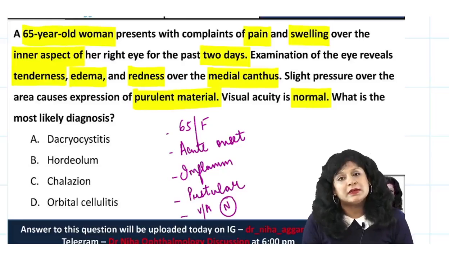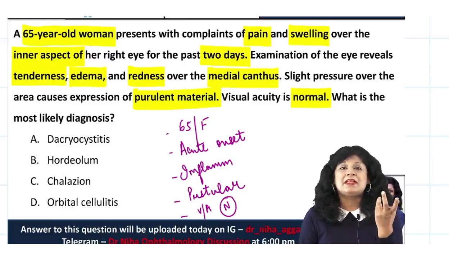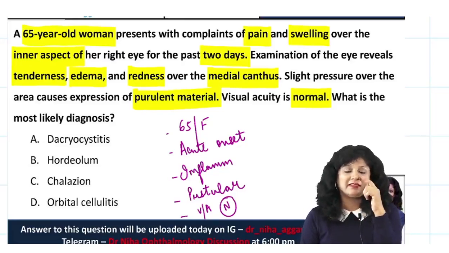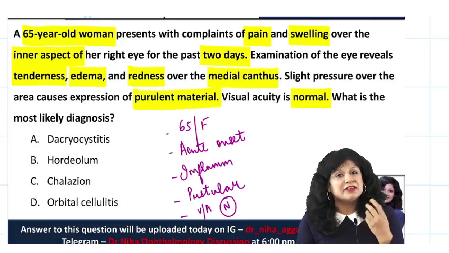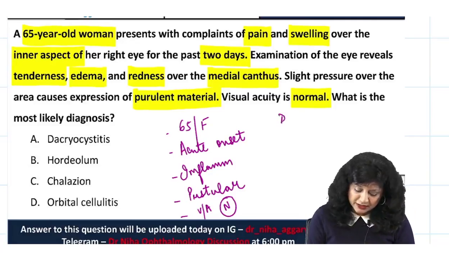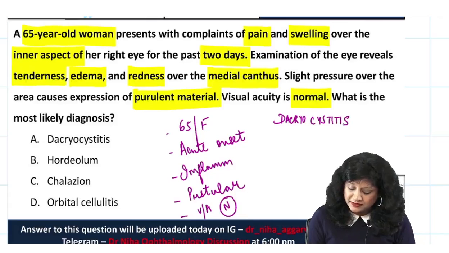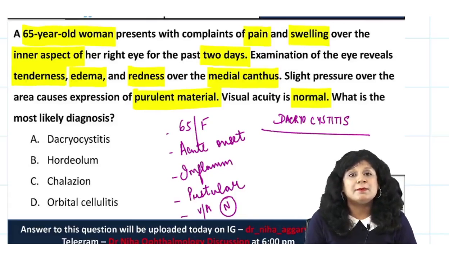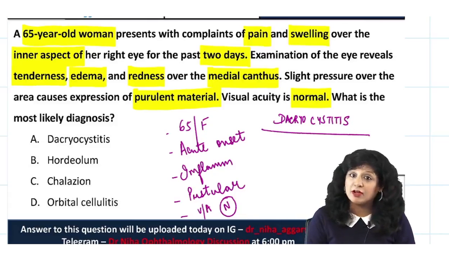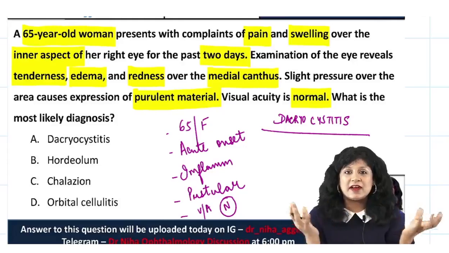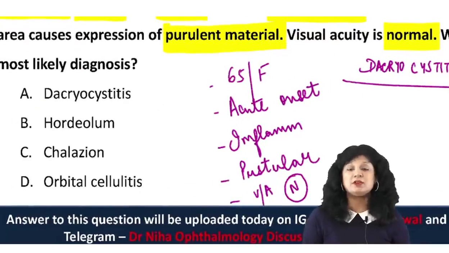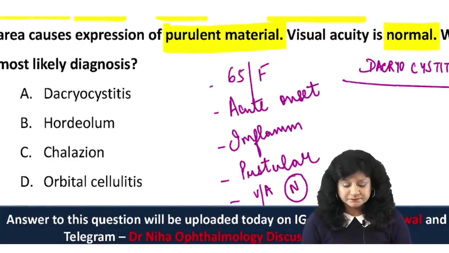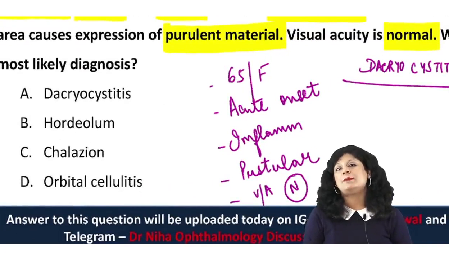So what could be this? Now if I say that, tell me about a swelling over the middle canthus which is of acute onset, pustular, not affecting the vision. So I think the first thing that you will say will be your dacryocystitis. Yes or no? First thing that comes to our mind is the dacryocystitis. But the problem is that here you have 4 options. That is a good thing also, because you have the horizon to think. You have to think amongst these 4 causes. What they have given? They have given you dacryocystitis, hordeolum, chalazion, and orbital cellulitis.